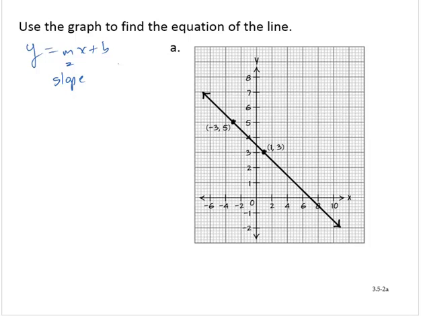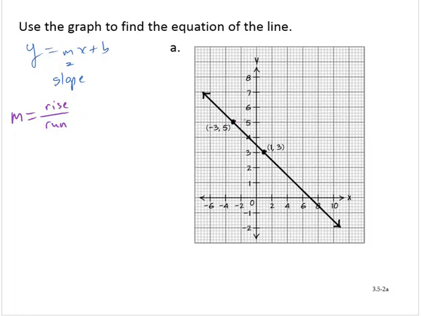So we're going to use a slightly different process here. We're going to find the slope, and we're going to use the slope and one of the points to identify the y-intercept. Alright, so let's find the slope. m we'll find as rise over run. Let's do the rise first. That's what we usually do.